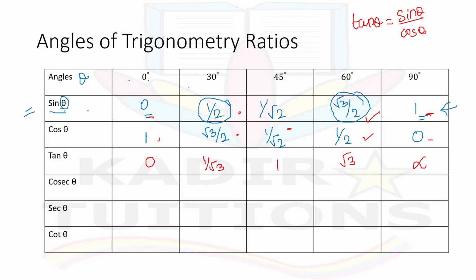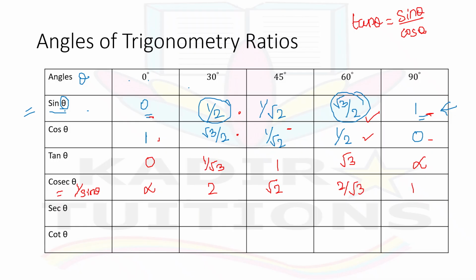So now cosecant theta, we can define the value. So what is cosecant theta? It is 1 by sine theta. Just we are going to take the reciprocal. So what is this? Sine 0 is 0. Then cosecant 0 is going to be 1 by 0, so it's going to be infinity. And what is sine 30? It is 1 by 2. Then cosecant 30 is 2 by 1, which is 2. And cosecant 45 is root 2. Cosecant 60 is 2 by root 3, and cosecant 90 is going to be 1.